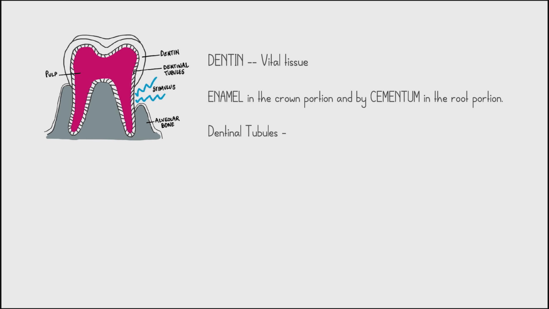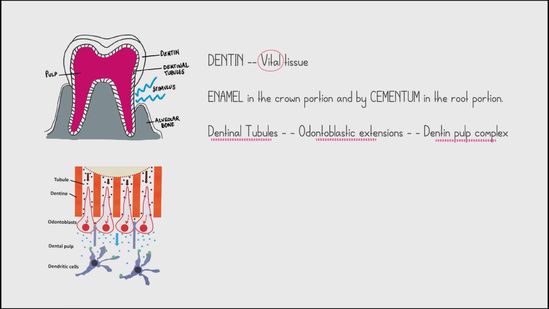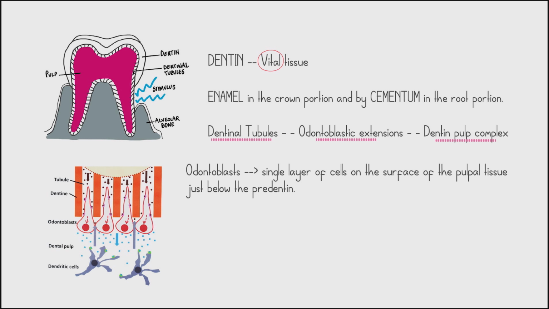When we talk about dentin itself, it is a vital tissue. Dentin is covered and protected by enamel in the crown portion and by cementum in the root portion. There are three important terms to keep in mind to understand dentin hypersensitivity: dentinal tubules, odontoblastic extensions, and dentin pulp complex. Dentin is considered vital due to the presence of dentinal tubules that are naturally sensitive because of odontoblastic extensions and formation of the dental pulp complex.